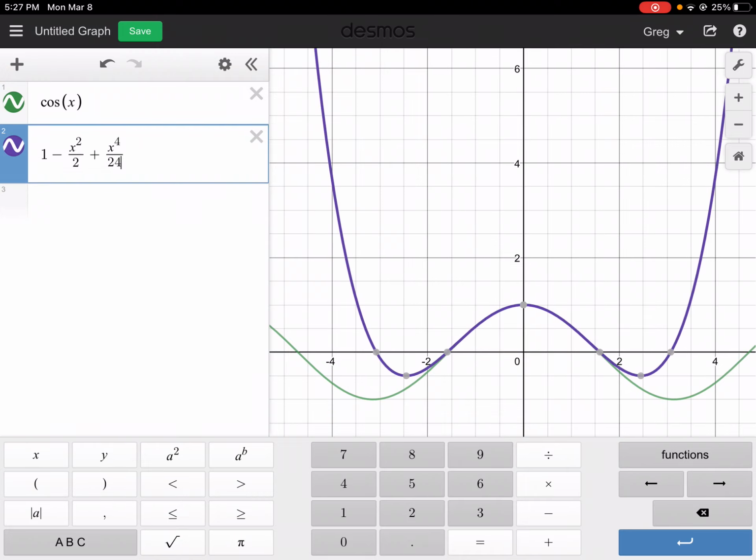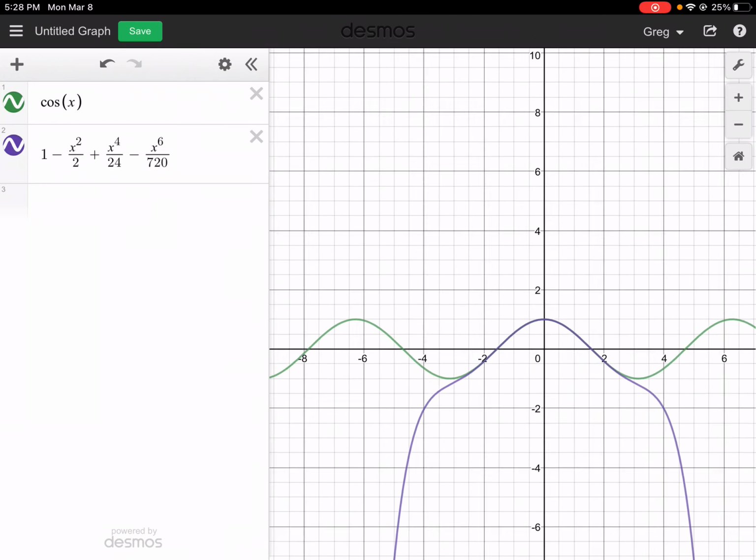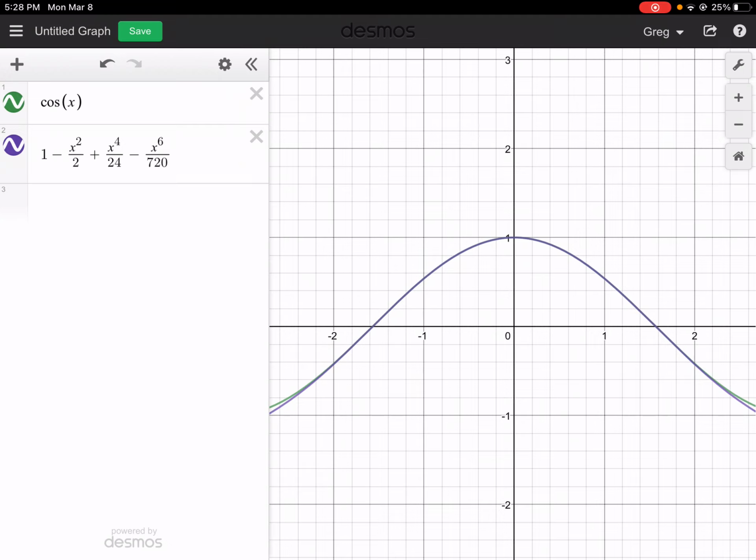Plus x to the 4th power divided by 24. And then the next term of the series is minus x to the 6th power, and then we're dividing that by 720, which is 6 factorial. So what you see is the more terms you add, the closer and closer it gets. And you can see that even just the first 4 terms of the series almost exactly match cosine x.